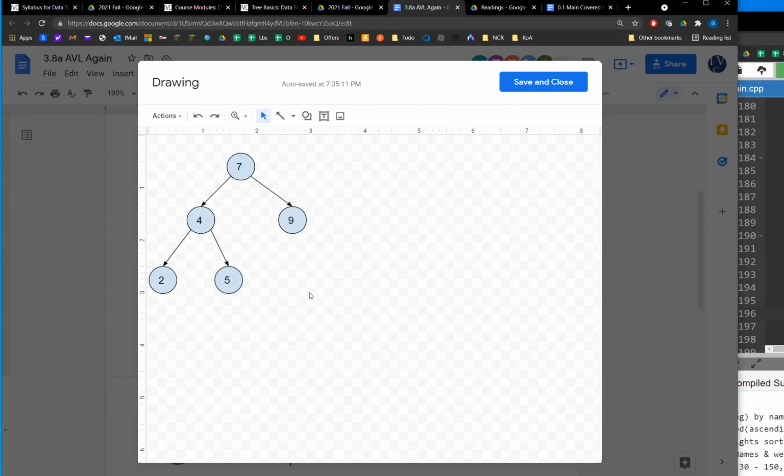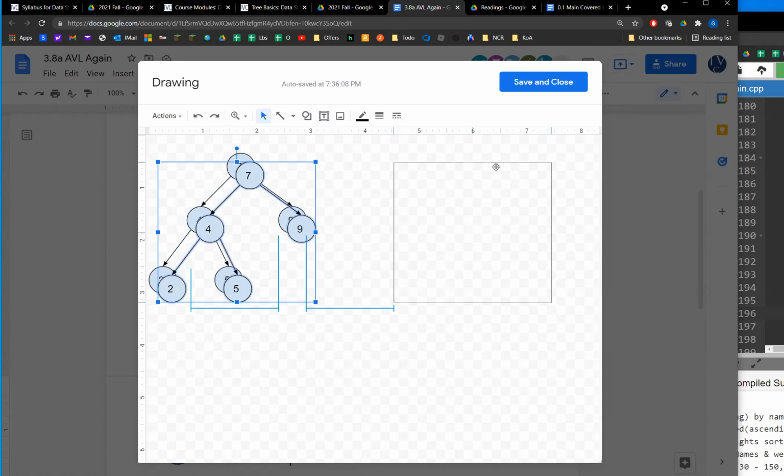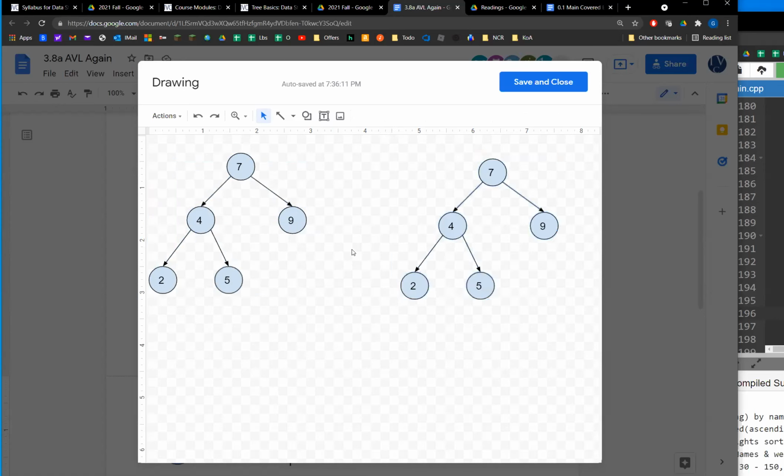So let's go ahead and do both scenarios. All right, so go down both ways. We can add into this subtree by adding a 3, or we could add into the subtree over here by adding a 6.